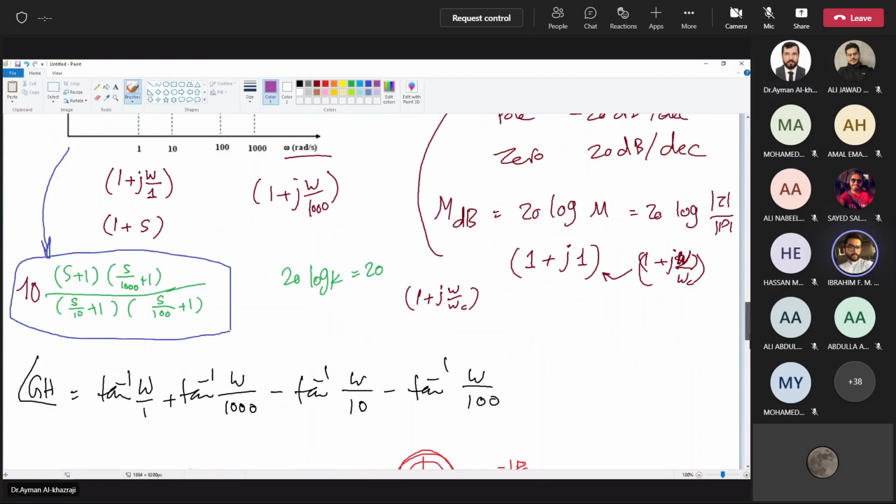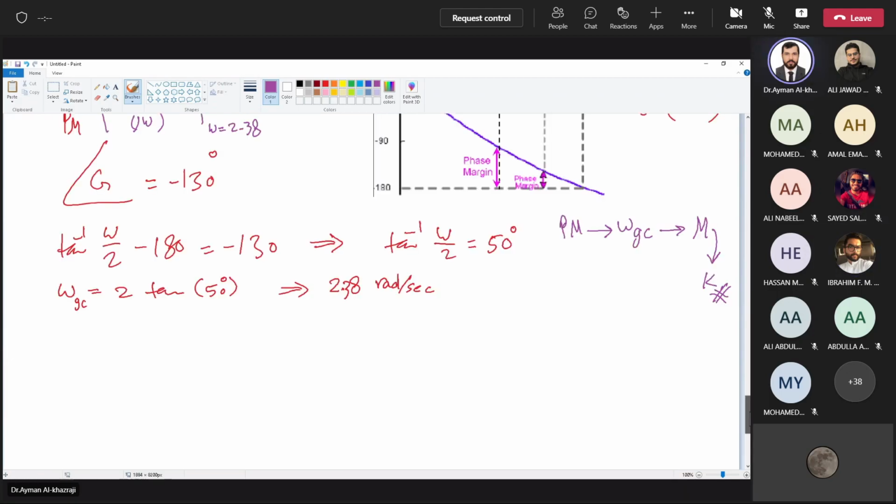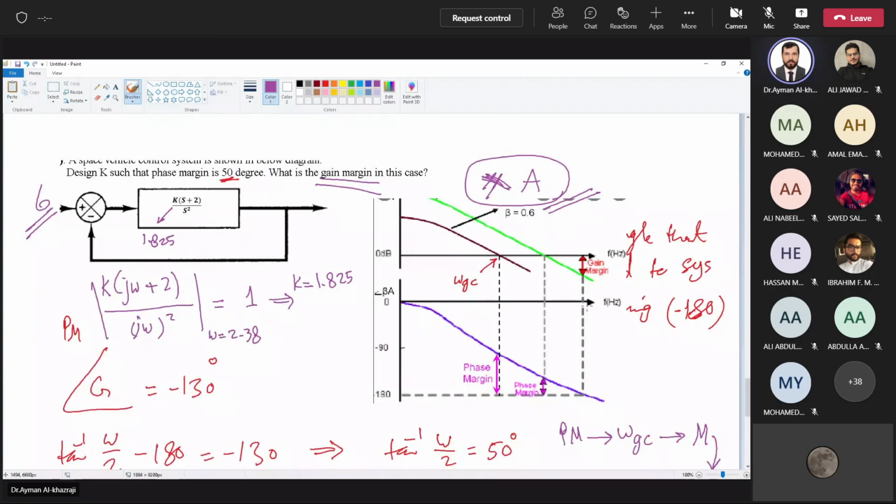Now, Victor? Yes. The last thing I said: if you find K, you can find what? You can find the gain margin, because in the gain margin you need to find the gain. You cannot find the gain if you don't know K. Here, when you have 180, you will go and find the gain margin. In the gain margin you need K, otherwise you cannot calculate.